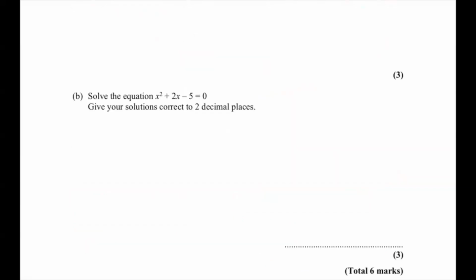Okay, so we've got to now solve the equation, and we've got to give our solutions correct to 2 decimal places. Well, that's the biggest clue ever that this is going to be the quadratic formula. The quadratic formula is on the formula sheet, so please use that. Copy it down so that you've got it as a reference on your exam page. I can see my values of a, b, and c from the question itself. So a is 1, b is positive 2, c is negative 5. And now I can just substitute all those values into my formula.